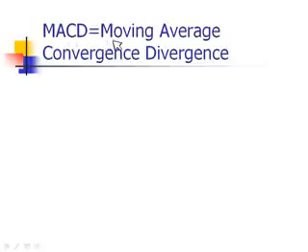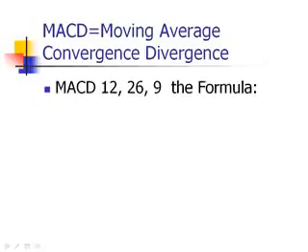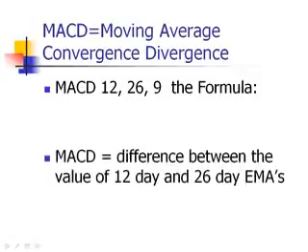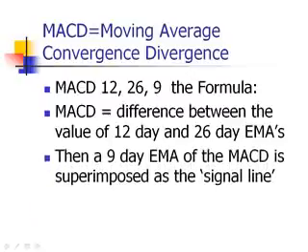First of all, MACD, of course, is short for moving average convergence divergence. The most common formula used by default on almost all charting packages is the 12-26-9 formula. The MACD line is made up of the difference between the value of the 12-day and the 26-day exponential moving averages. Then a 9-day exponential moving average of the MACD is superimposed over the MACD as the signal line.